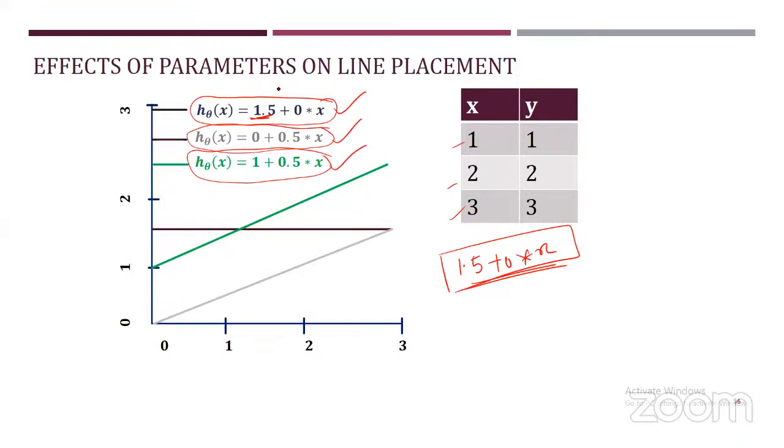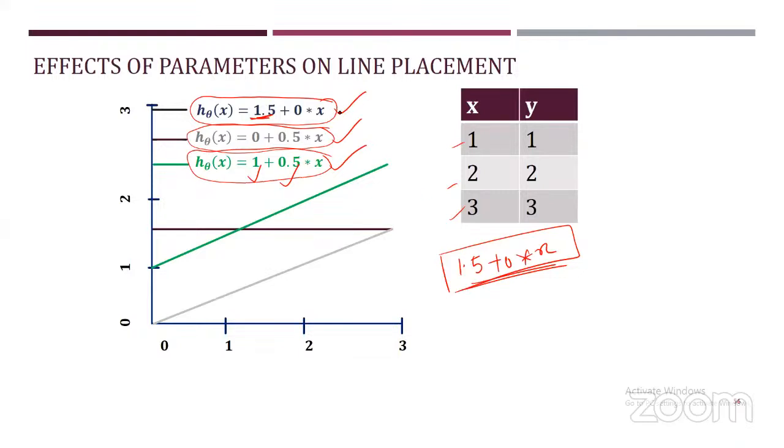In the first one, theta naught is 1.5 and theta 1 is 0. In another case, theta naught is 0 and theta 1 is 0.5. And in the third case, theta naught is 1 and theta 1 is 0.5. Now let's see, based upon these three different values, how the prediction is going to be different.